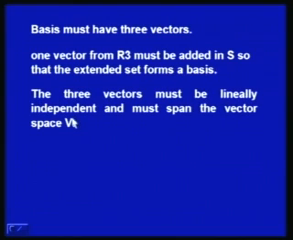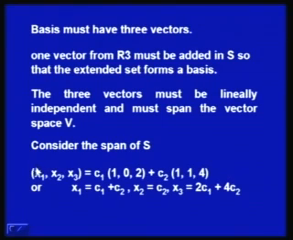The 3 vectors must be linearly independent and must span the vector space. This is the condition for the basis. So, what we do is we add a vector (x1, x2, x3) to this. We consider the span of all the vectors of this set S. So, let us say (x1, x2, x3) is a vector in the span of S. So, (x1, x2, x3) is equal to C1 (1,0,2) plus C2 (1,1,4), and if we equate component-wise, then x1 is equal to C1 plus C2, x2 is equal to C2, and x3 is equal to twice C1 plus 4 times C2.